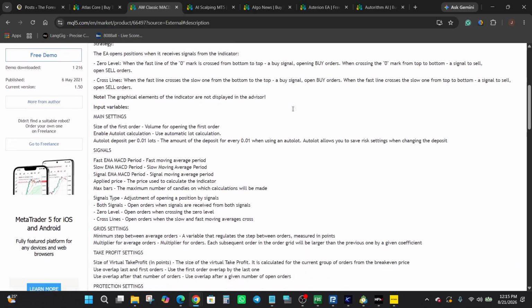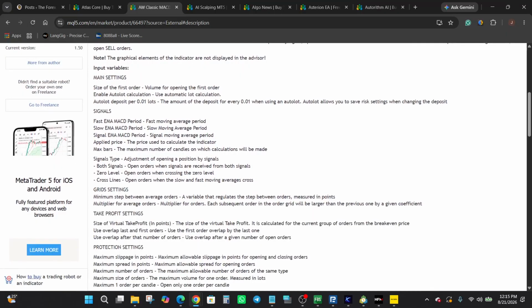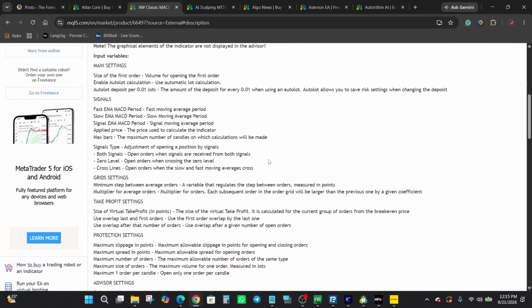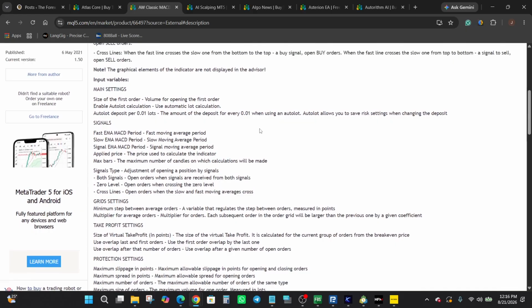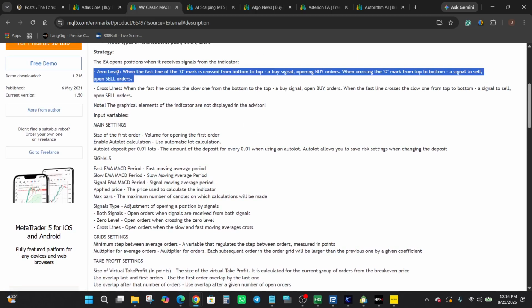Now, let us just get into the strategy described by the developer. Okay, the EA uses MACD signals in two different ways. The first is the zero level signal. All right, the zero level signal, when the fast MACD line crosses the zero level from below to above, the listing identifies that as a buy signal, and a move from above to below is treated as a sell signal. Okay, that is for the zero level.